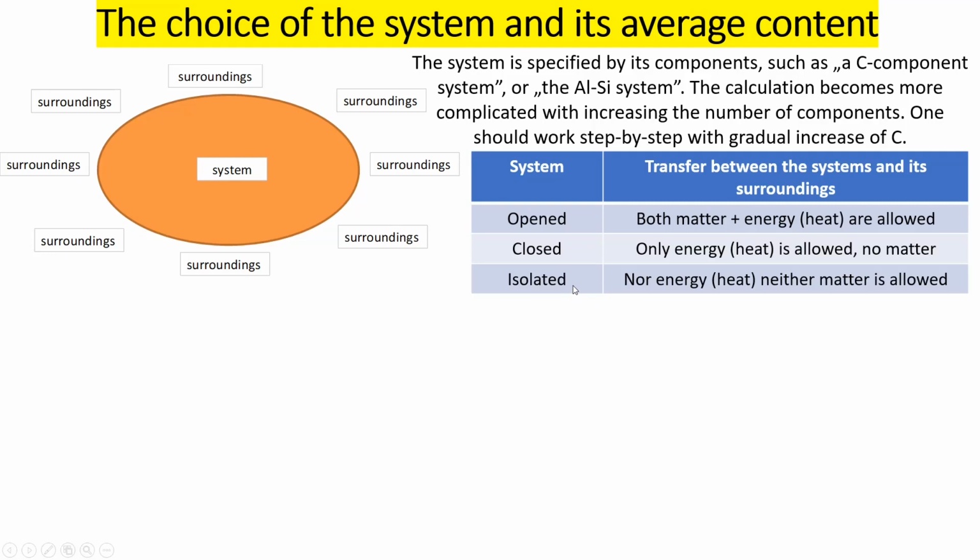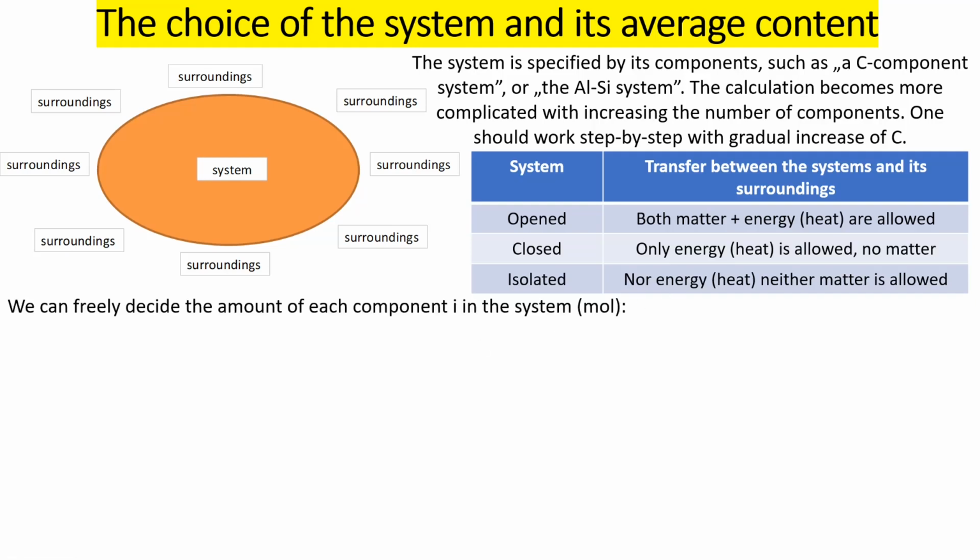And then we have the so-called isolated systems. In the isolated systems, neither energy or heat, nor matter is allowed to transfer from the system to the surroundings or back. And of course, this isolated system is quite imaginary.